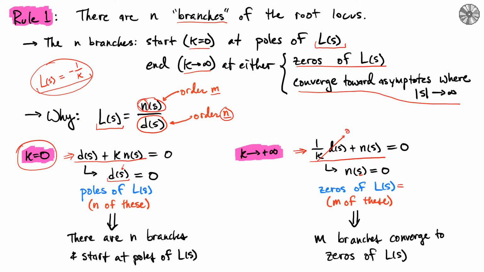Remember, L of s is g of s, d of s, where d is the part of the controller that doesn't include the parameter k, and then perhaps any feedback transfer function h of s. We said this is an mth order polynomial, which means there are m of these zeros. Out of the n branches, because n is always greater than m, m of these converge to the zeros of L of s. So as k goes off to infinity, m of these branches converge to the zeros of L of s.